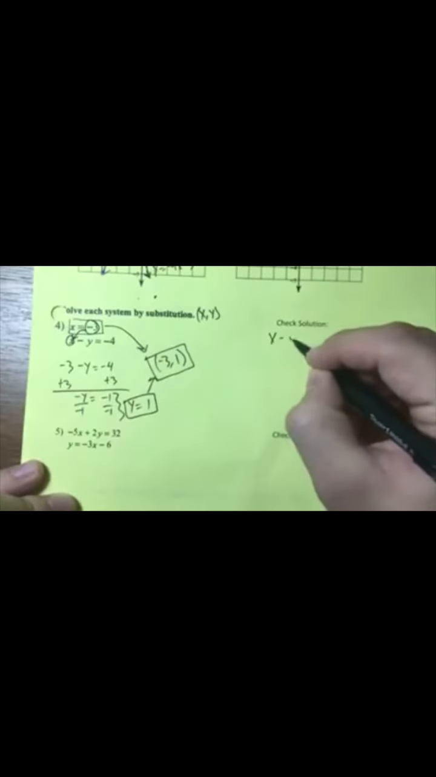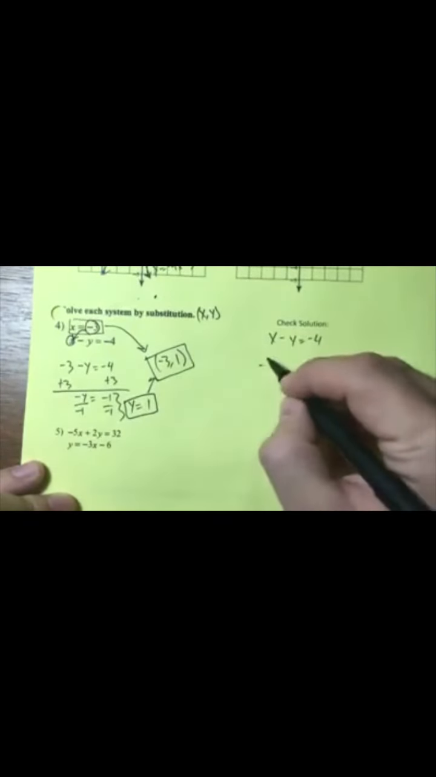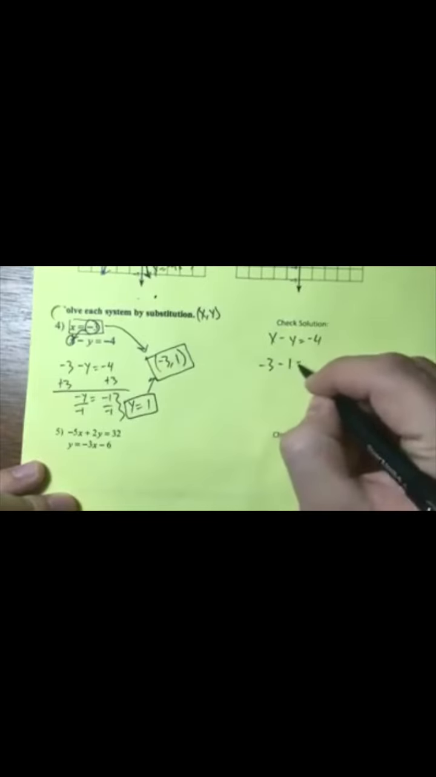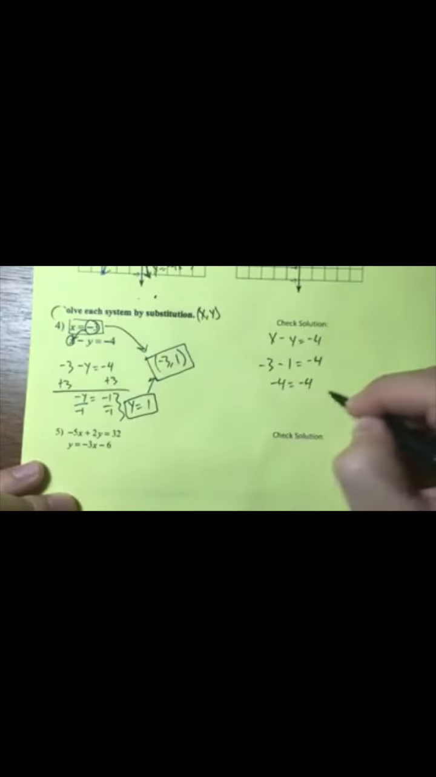Now we can check our work taking the second equation, x minus y equals -4, and substitute our values into the equation. So we would get -3 minus 1 equals -4. We get -4 equals -4. So now we've done a pretty basic level substitution problem. We're going to do one more.